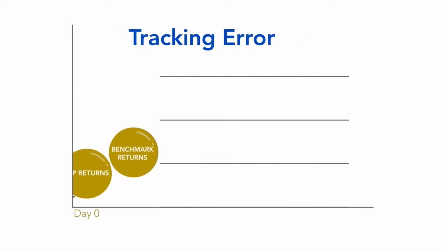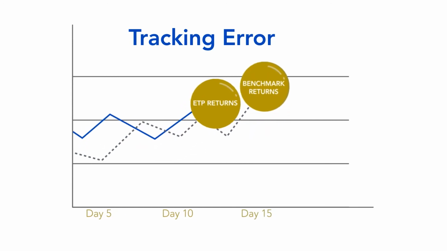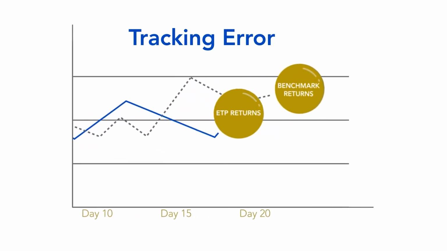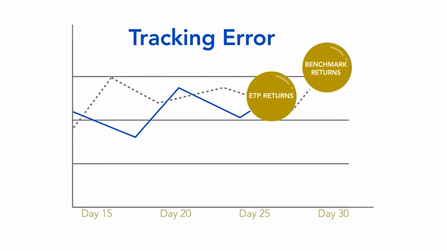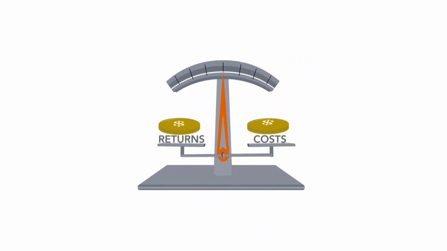Tracking error represents the variability of ETP returns in reference to underlying benchmark returns and is a useful short-term indicator of how consistent an ETP has been in replicating an underlying benchmark. Understanding the costs you face as an investor is critical.